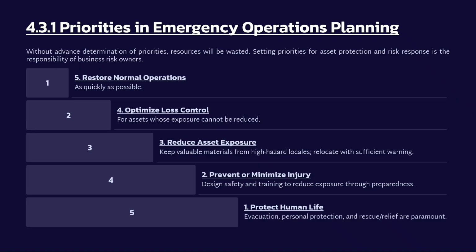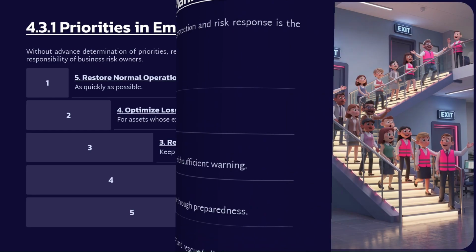The fourth priority is optimize loss control. This means implementing measures that reduce the overall financial and operational impact of the incident. Finally, the fifth priority is restore normal operations. After the immediate emergency is controlled, the organization should focus on returning to normal business operations as quickly and safely as possible. These priorities help decision-makers act quickly and consistently during crisis situations.